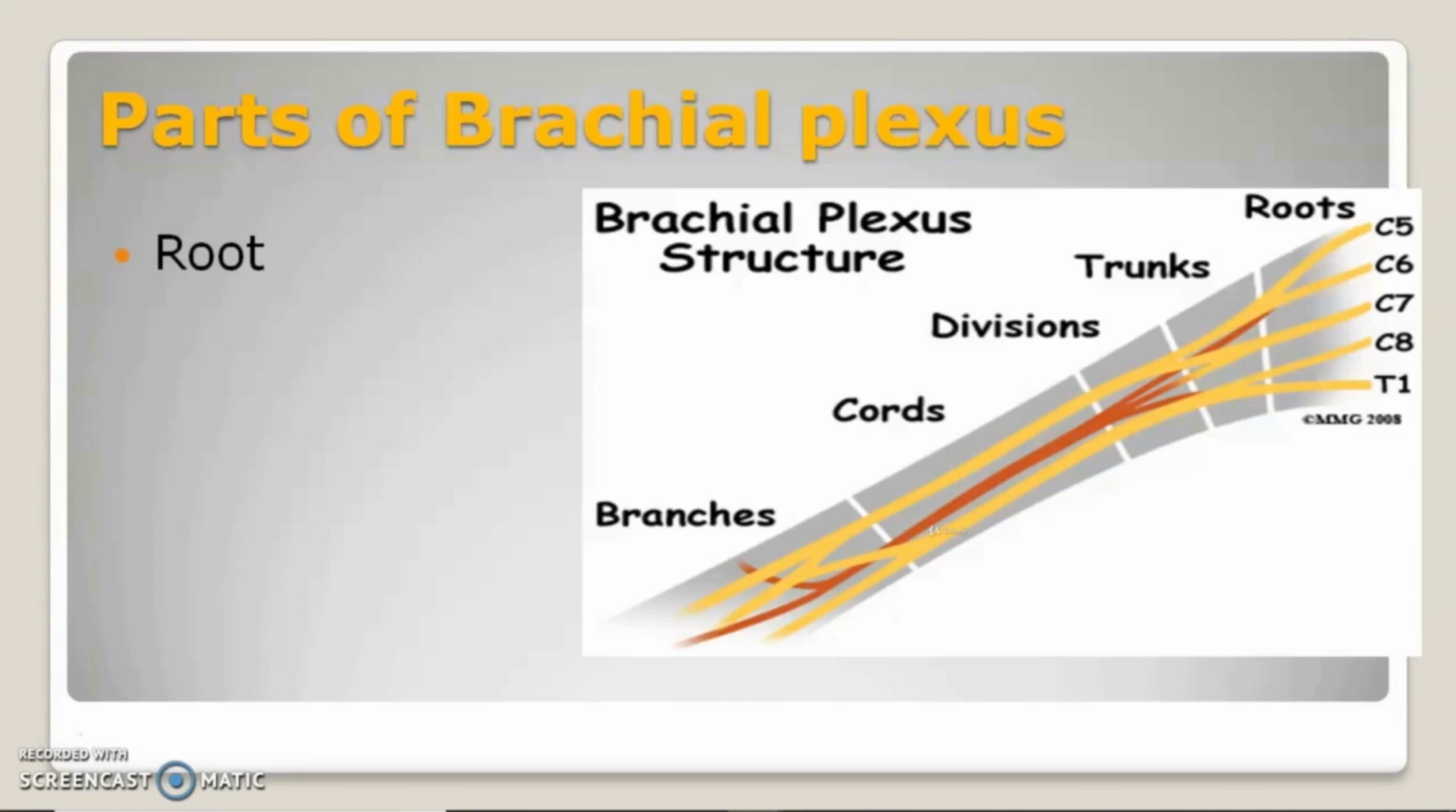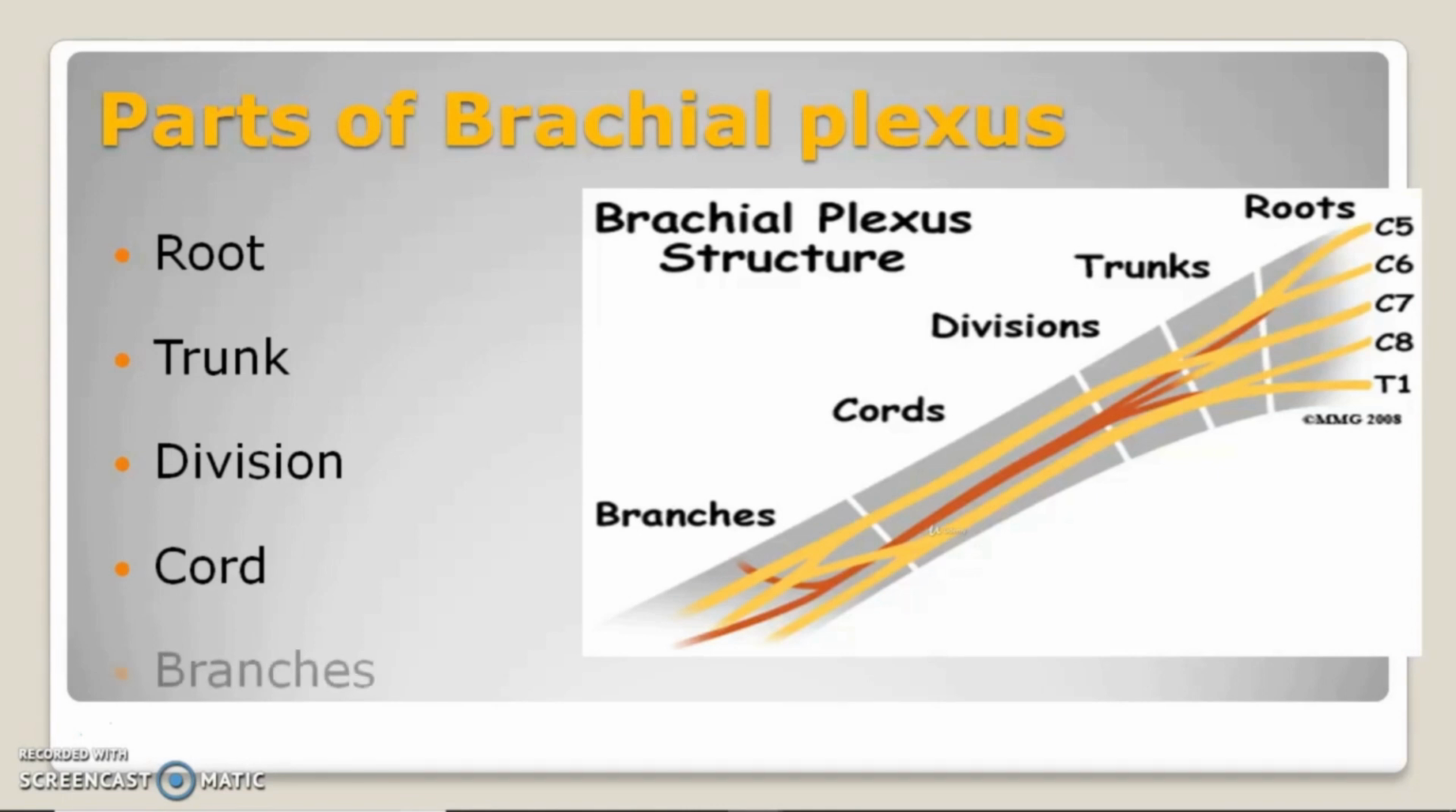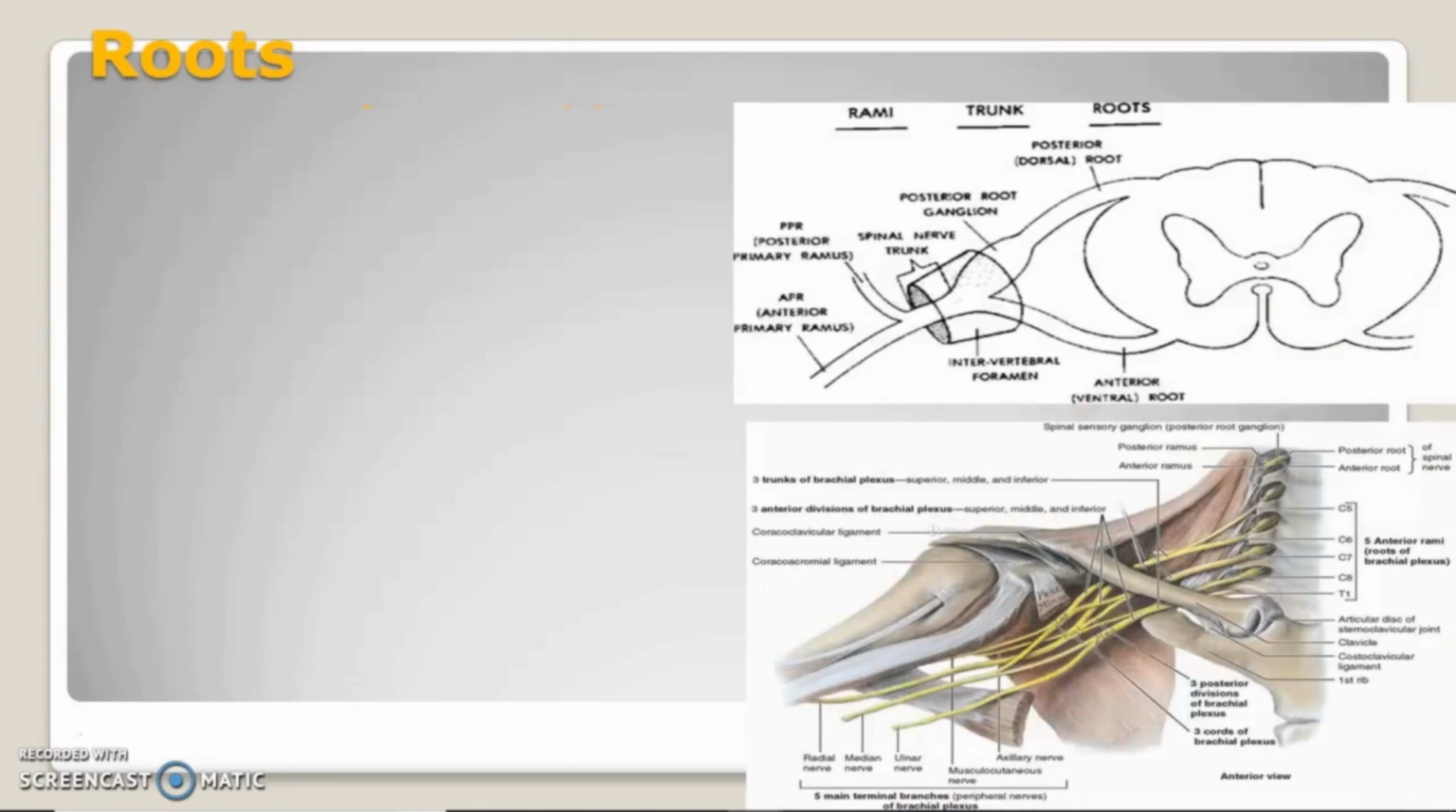Starting from the cervical region till the axilla, it is divided as roots, and then we have trunks. These trunks again divide into two divisions, anterior and posterior divisions. Later we have cords coming from these divisions, and these cords again give some branches. At last it terminates by giving these branches, and these branches supply the muscles of the arm and forearm region along with the hand. That's all about the brachial plexus parts. Now we will move on to each part separately.